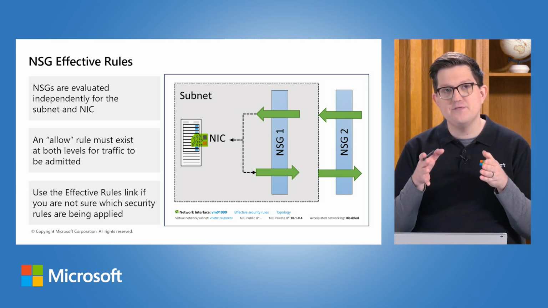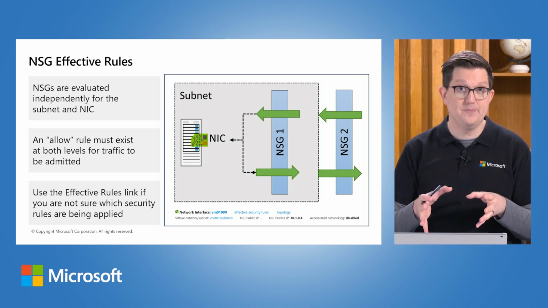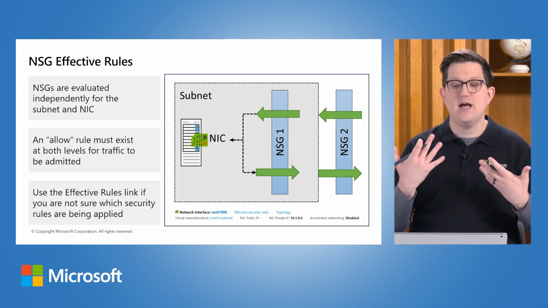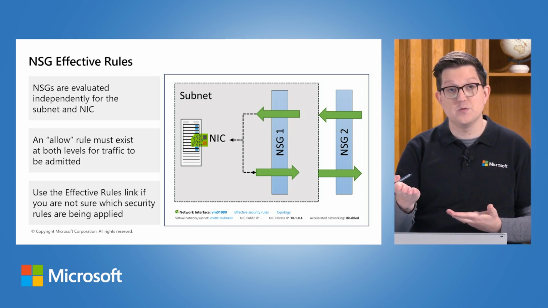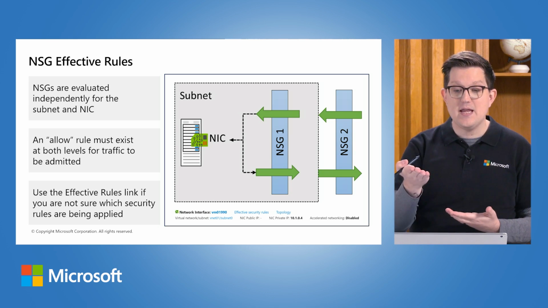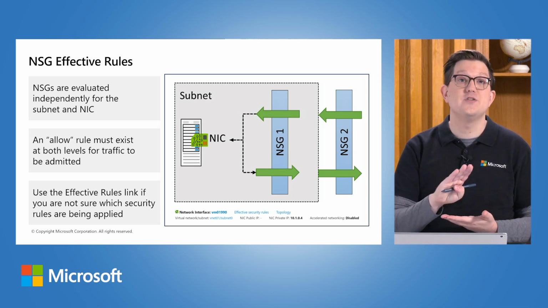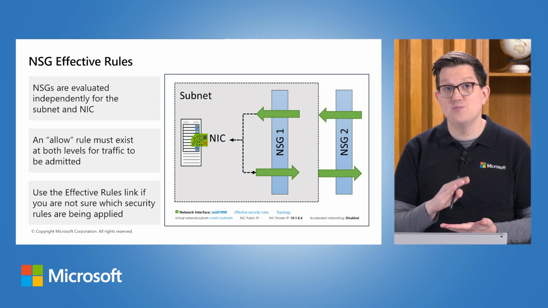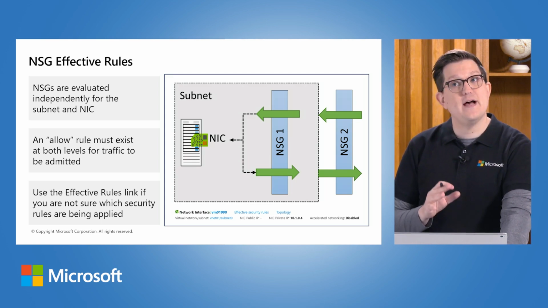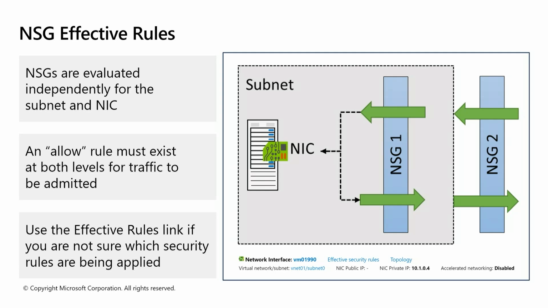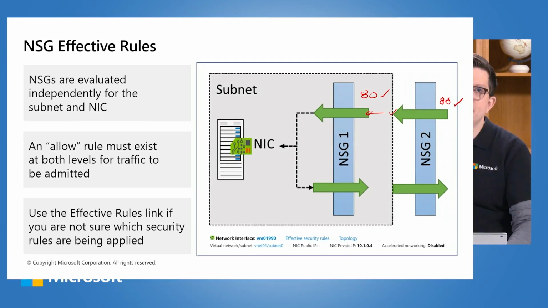Take this effective rule diagram as example. If I have a network security group 2 applied to the subnet, and a second, NSG1, applied directly to the network card for a virtual machine, what if I need to allow some traffic through? Let's say port 80, web traffic. Beautiful. I allow it through at the subnet. That check is complete. We allow the traffic through. And now I have to duplicate that rule on the inside.